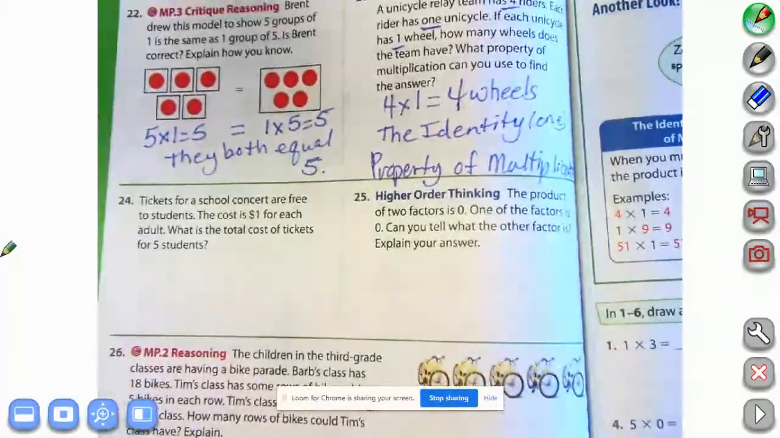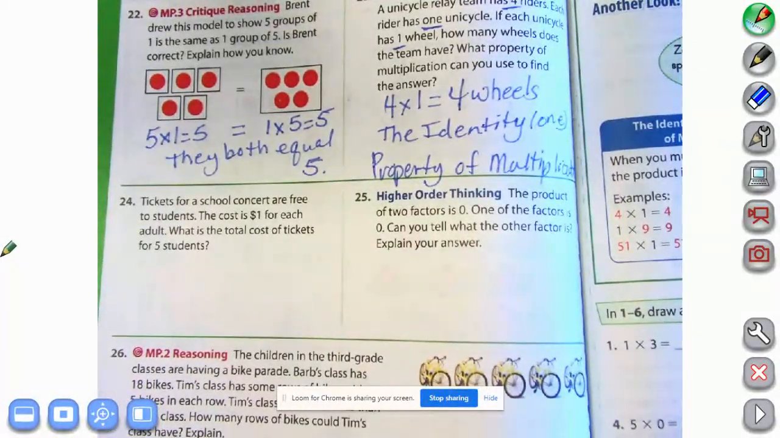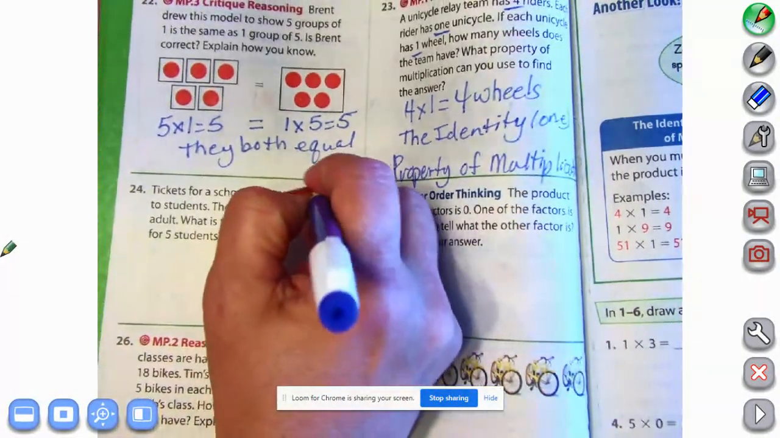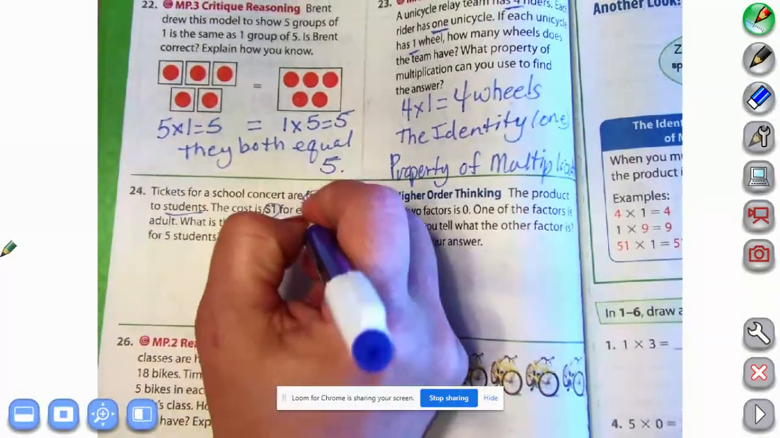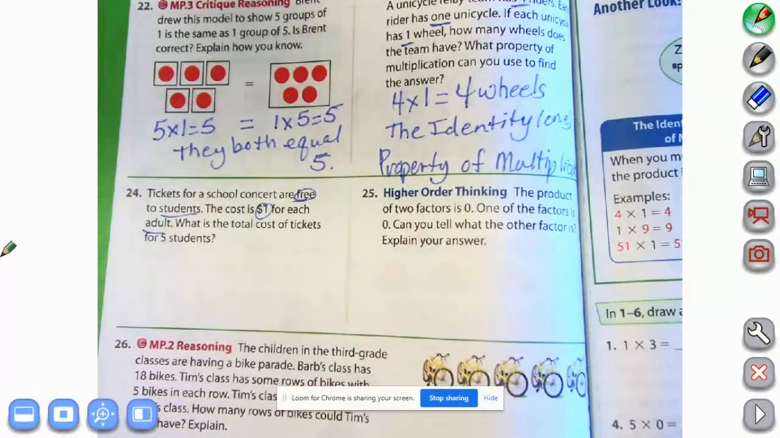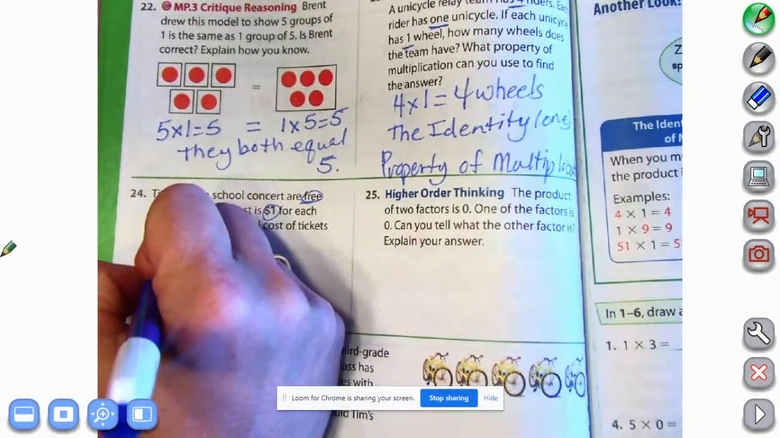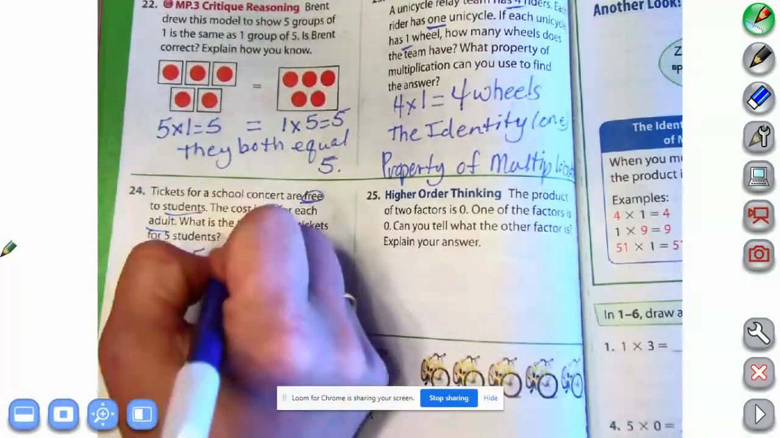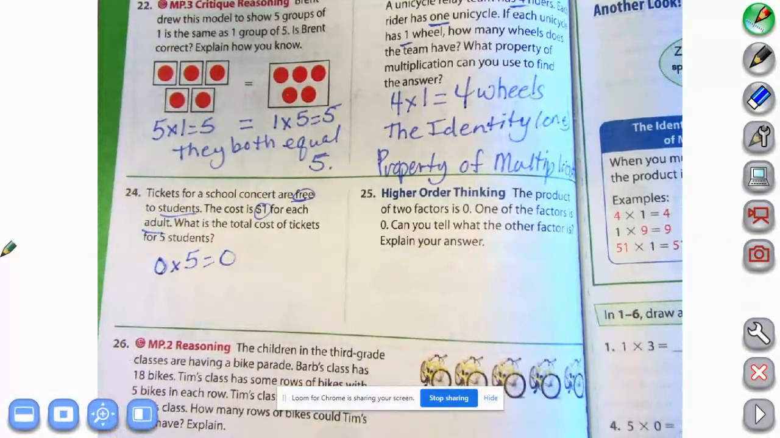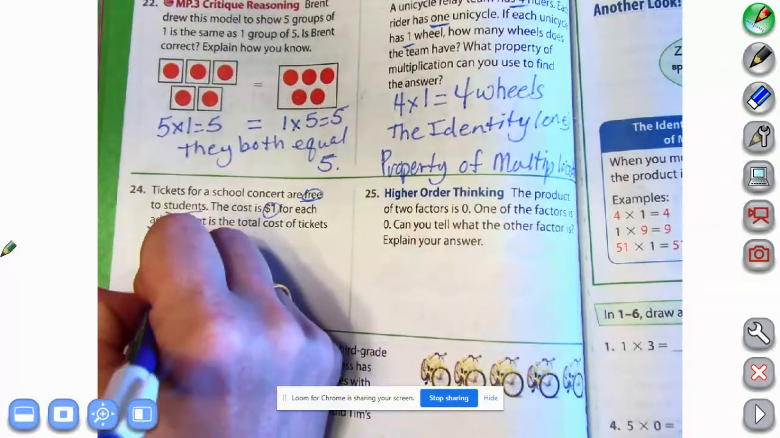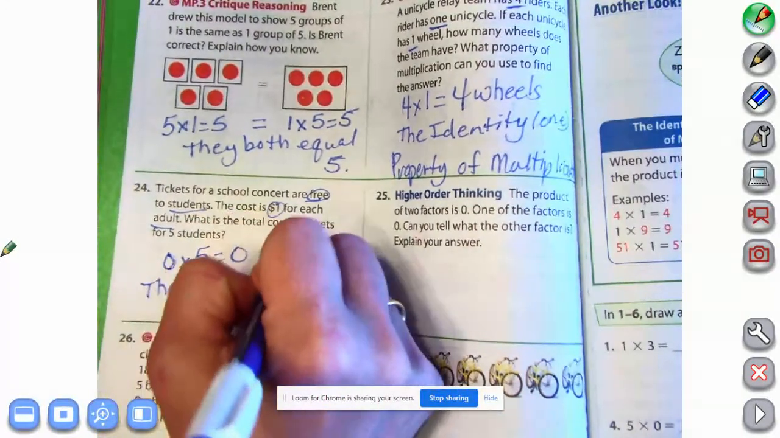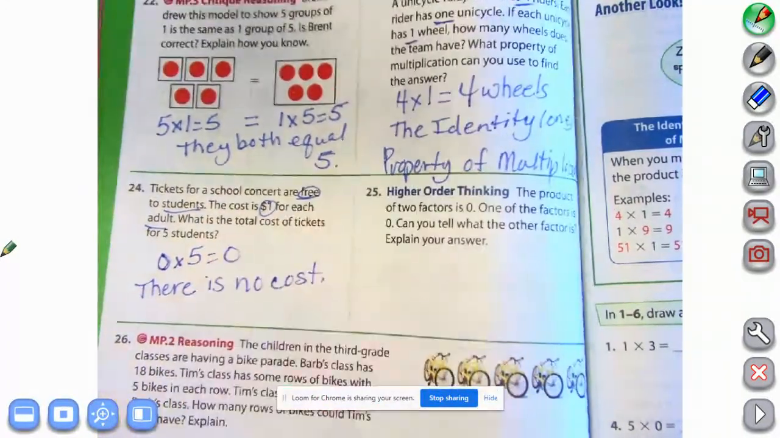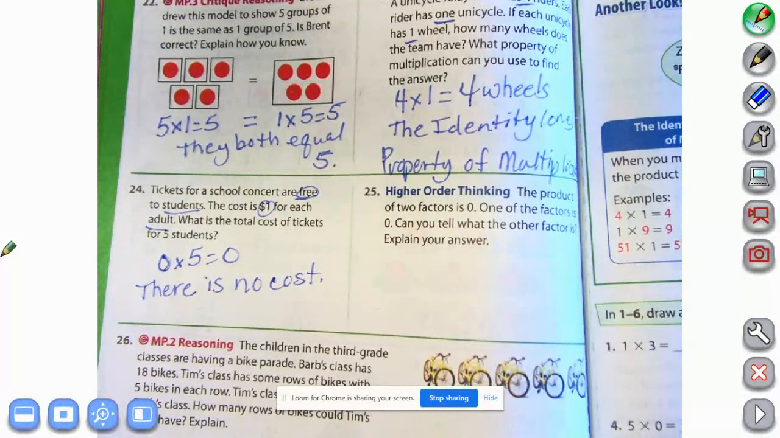All right, number 24 says, tickets for a school concert are free to students. The cost is $1 for each adult. So it's free for the students and it's $1 for the adults. What is the total cost of tickets for 5 students? So how much did it cost for students to go? It's 0 for each of the 5 people that are going to go, and that is 0. There is no cost. It's not going to cost anything, so there's no cost.